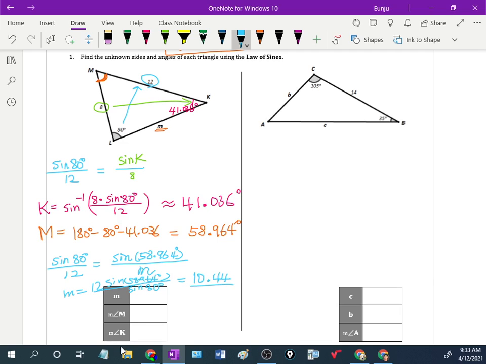So this is the length, and these are angles, so we can find all the parts. Finding all parts of a triangle is called solving triangles. Okay, so we can find all the measures of three lengths and three angles. So that's when we use the law of sines.